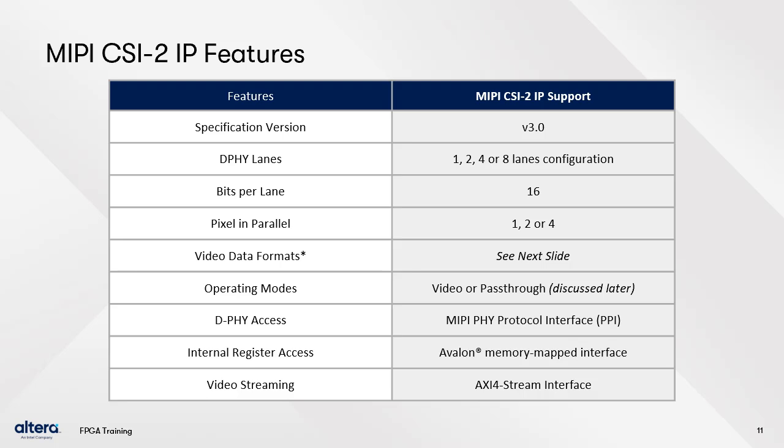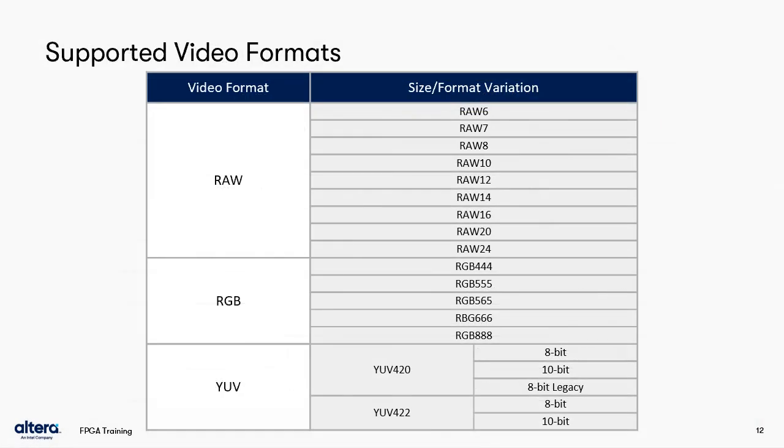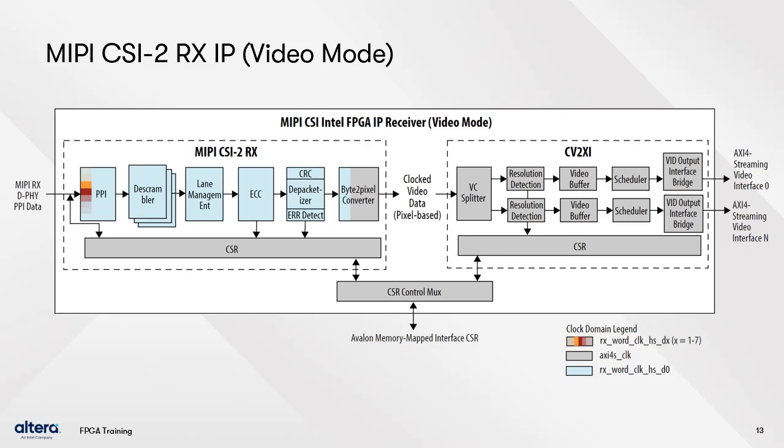For access to the IP's internal control and status registers, the IP provides an Avalon memory-mapped interface. For streaming video data, the IP uses AXI4 Stream. The IP supports raw data formats from RAW6 to RAW24, as shown in this table. It also supports RGB 444, 555, 565, 666, and 888. For YUV, it supports YUV 420 in 8-bit, 10-bit, and 8-bit legacy modes, as well as YUV 422 in 8-bit and 10-bit modes.